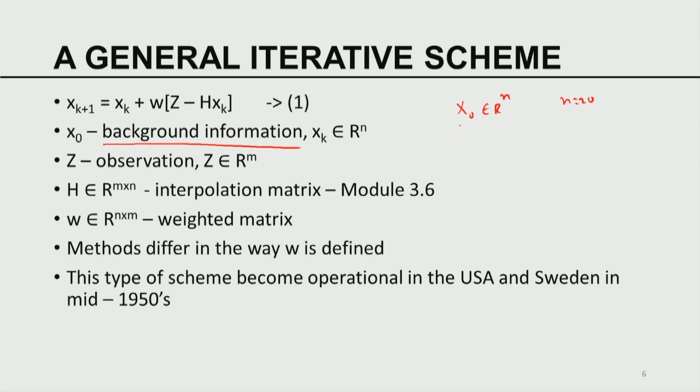The background information is obtained as a linear combination of everything I know from previous forecasts, if they are available, climatology information, and so on and so forth. So I develop a mosaic on my grid. x naught, the background information, is simply a smooth mosaic of the state obtained from anything I can put my fingers on. Then z is the observation that comes to us. z belongs to R^m. Please understand, n and m are different. In general, m is less than n. I had more grid points and fewer observations.